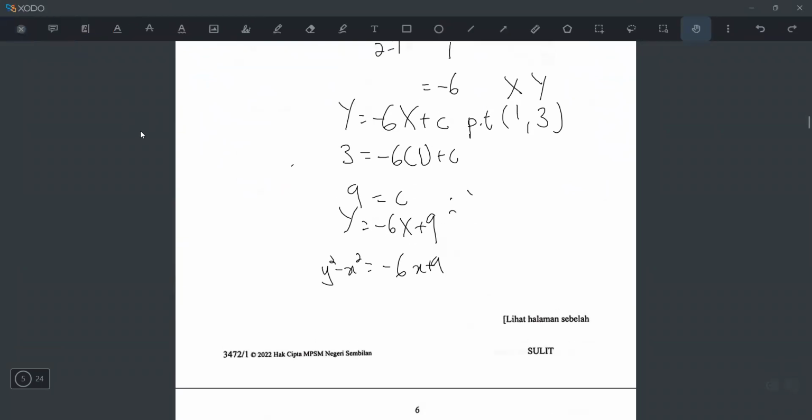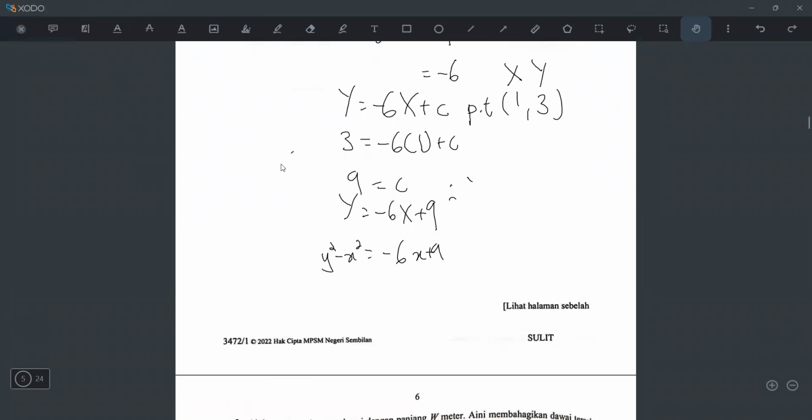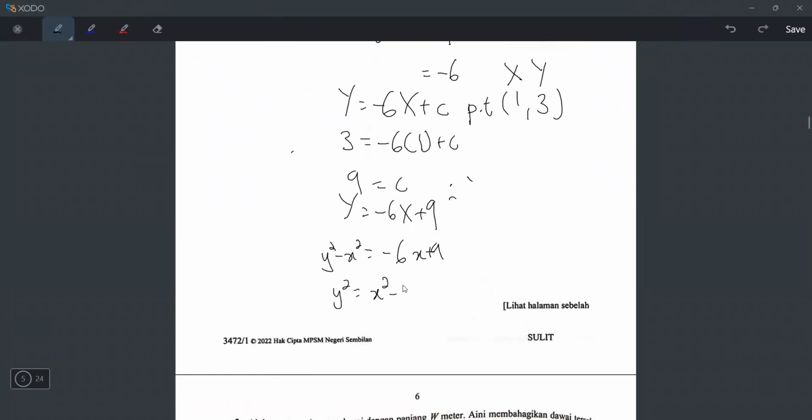And then now I just have to move things so that it's y in terms of x. So how to move? I will move the negative x square to the other side. So it becomes positive x square minus 6x plus 9. And then move the square, it becomes square root, right? So it becomes square root of x square minus 6x plus 9. So that's the answer. Wait, can you simplify this?